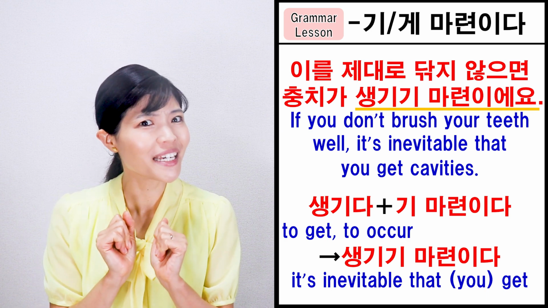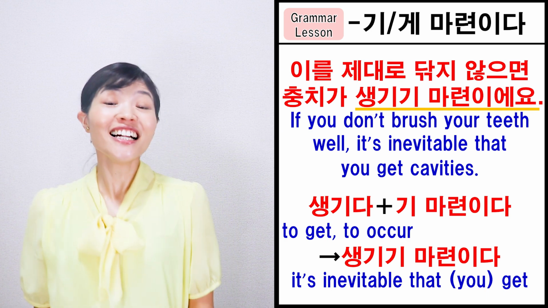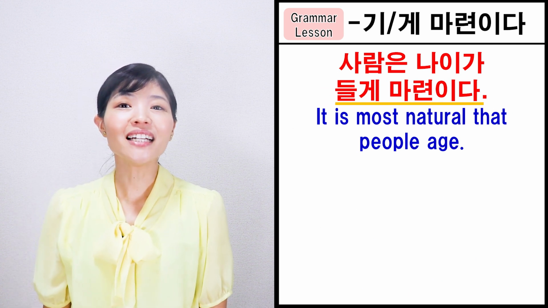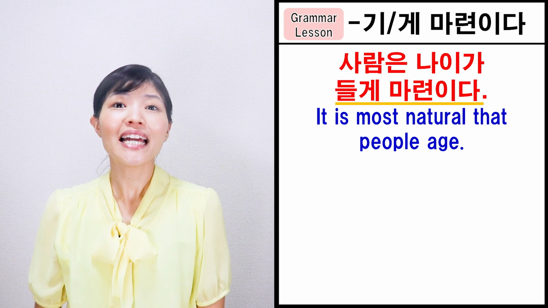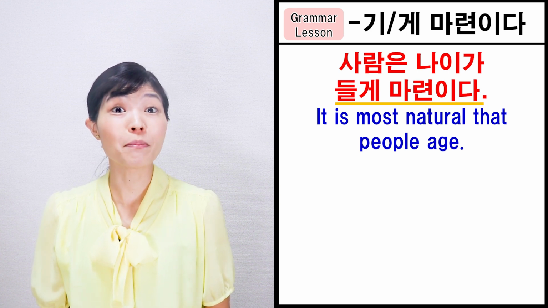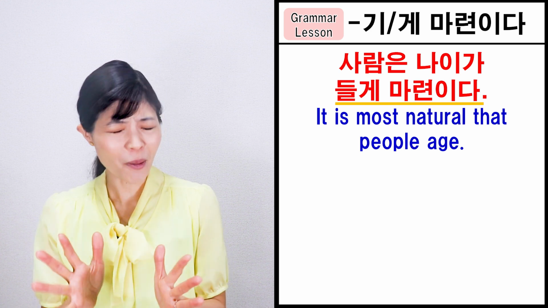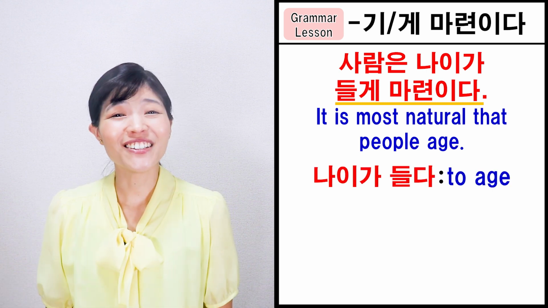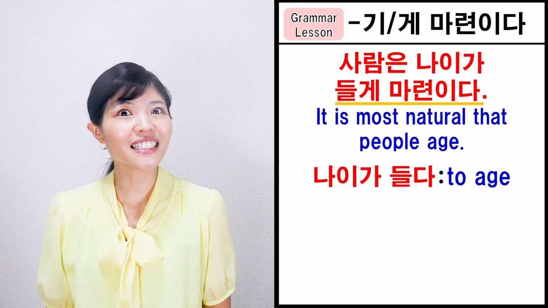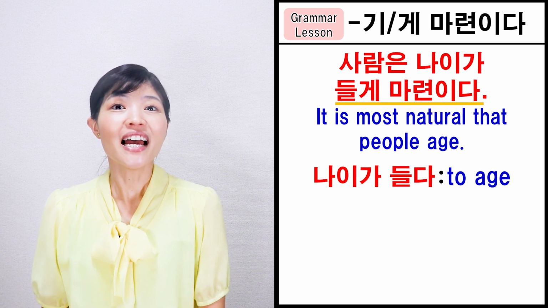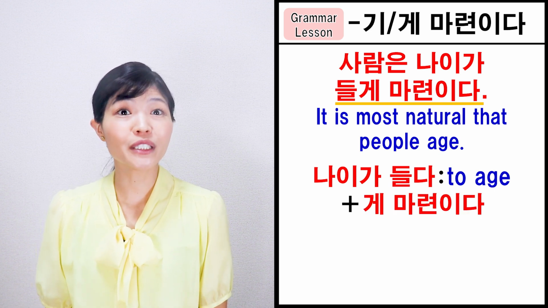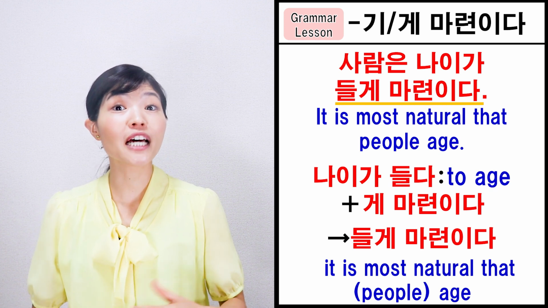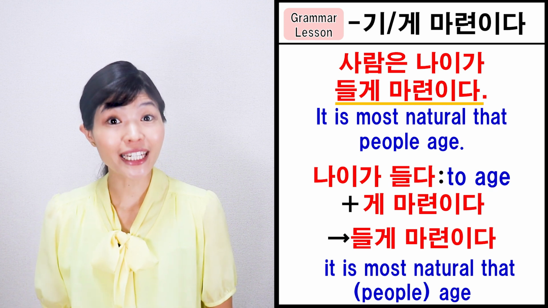Are you following me? I hope you do. Let's read the next sentence. 사람은 나이가 들게 마련이다. It is most natural that people age. It is obvious, right? But I want to be young forever. Anyway, here, 나이가 들다, to age, is a verb. And you add 게 마련이다 to make 들게 마련이다. It is most natural that people age.